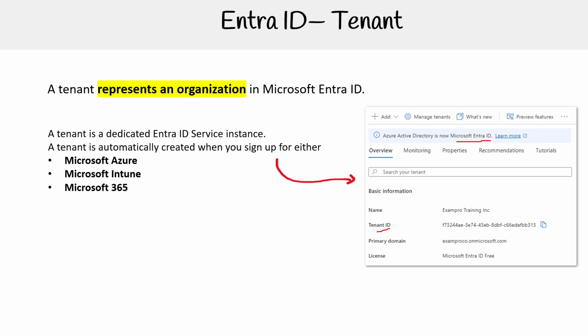But over here, we have our tenant ID. So that is our unique identifier. And then we have the primary domain. So that's where it is for us. And we have our license.